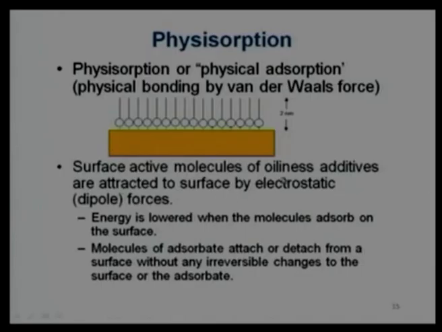Sometimes we use the word oiliness additives; they stick to the surface. Now, what is the physics behind this? It says that energy will be lowered whenever a molecule, whenever this additive, is adsorbed on the surface; the overall energy will come down. That means you need to provide some energy to remove this layer. That energy may be thermal energy or mechanical energy, but you have to provide it to remove this layer, and that is the advantage. It reduces the overall energy and brings some equilibrium.